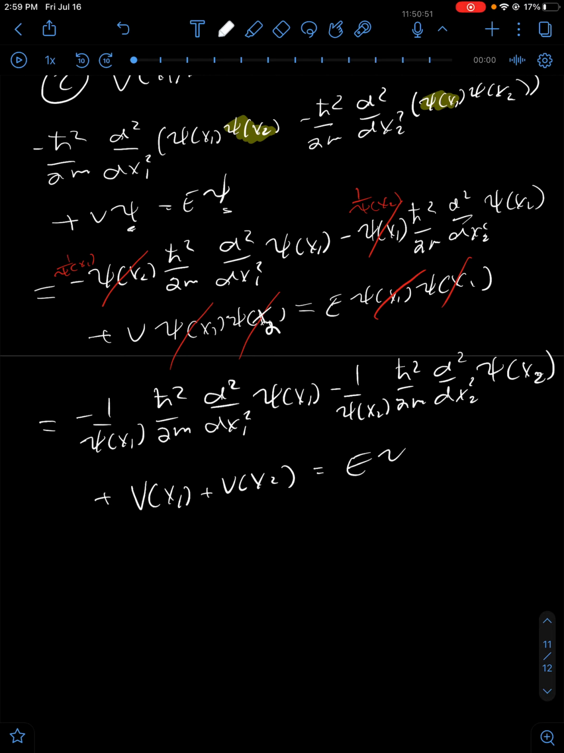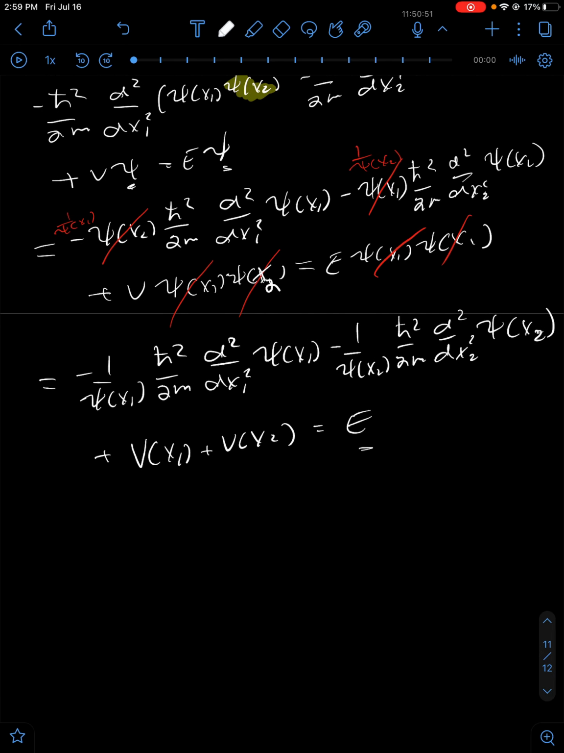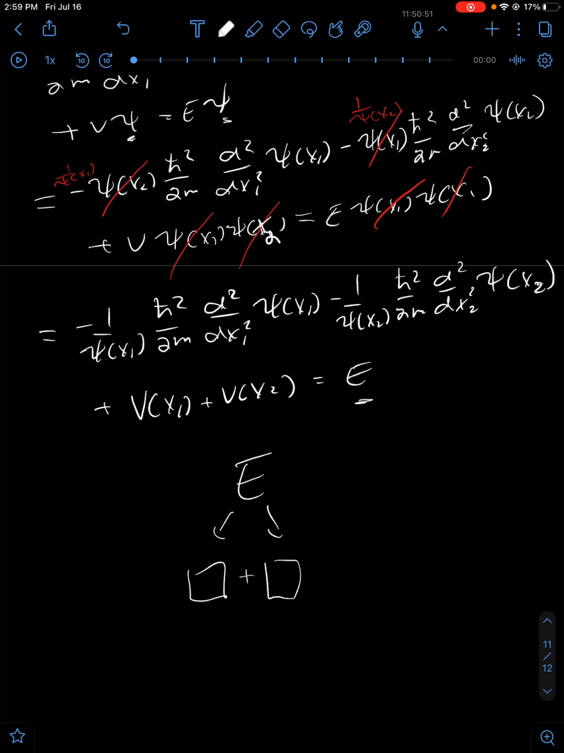And that equals E psi. So not E psi, just E. Now, note that E is a constant, right? So we can actually split the energy into two terms and add them together. I'm going to split our energy into two terms. Let's call them epsilon A and epsilon B.